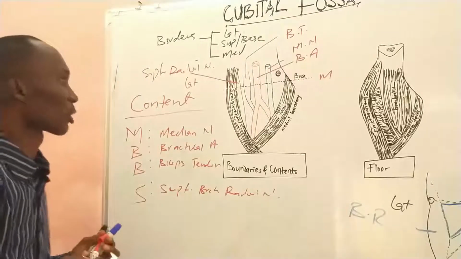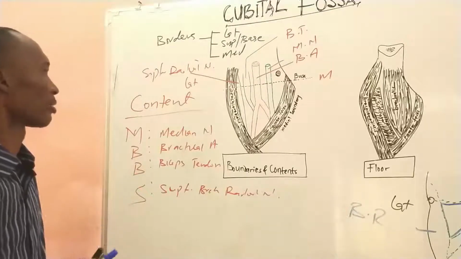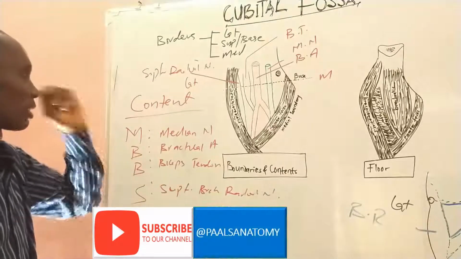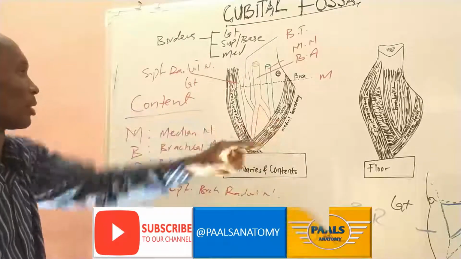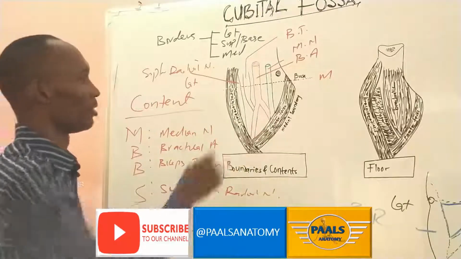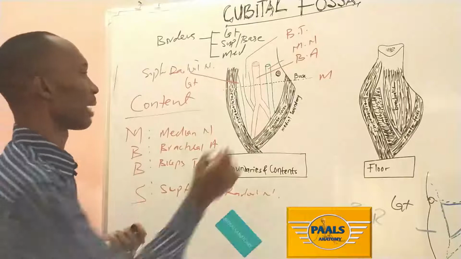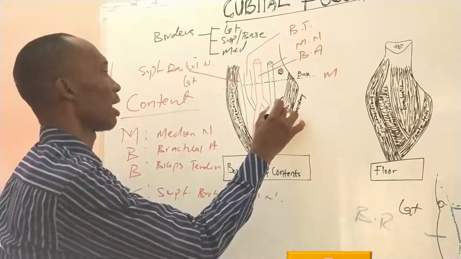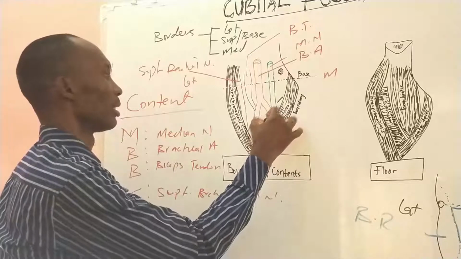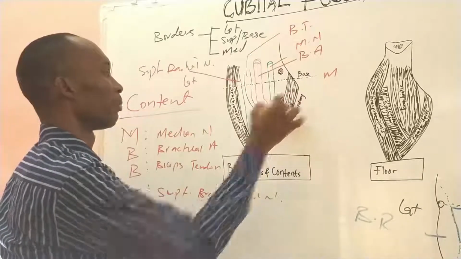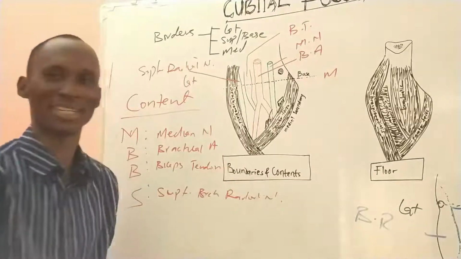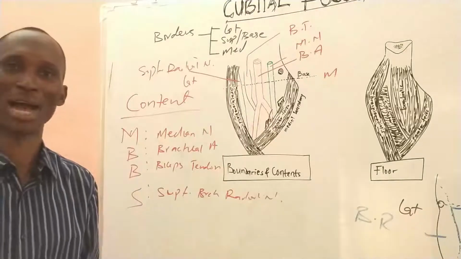So how are these structures running? Let's look at how these structures are running. The median nerve is running to the forearm. At this point, this is the pronator teres. We have two heads of pronator teres. The median nerve will pass between the two heads of pronator teres to enter the forearm.